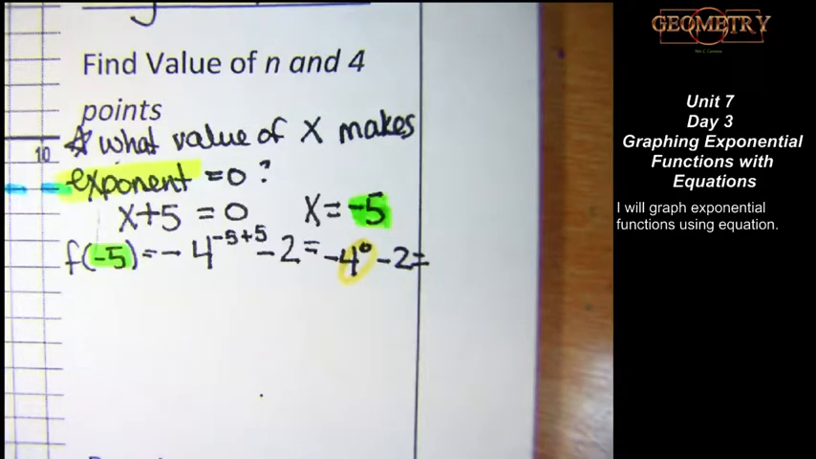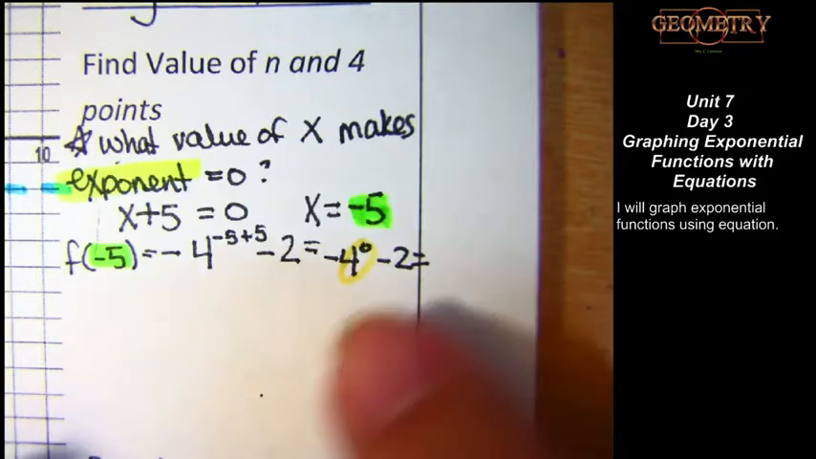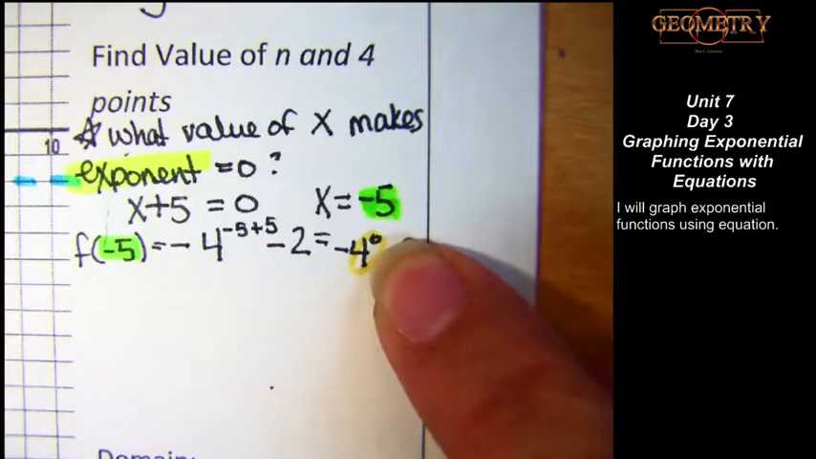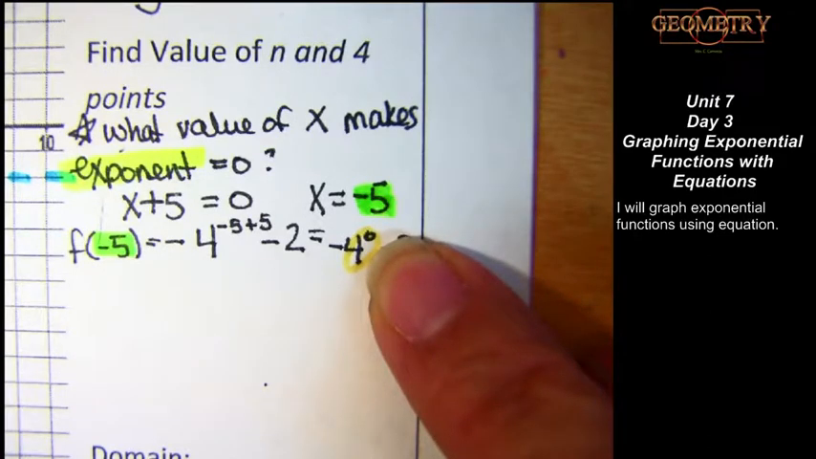This is not (negative 4) to the 0 power. It's negative (4 to the 0 power). Okay? Listen again. It's not (negative 4) to the 0 power. It's negative (4 to the 0 power). That power is happening on the 4, and then the negative is getting applied to it. Okay? Yes?